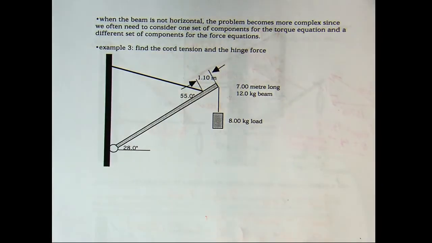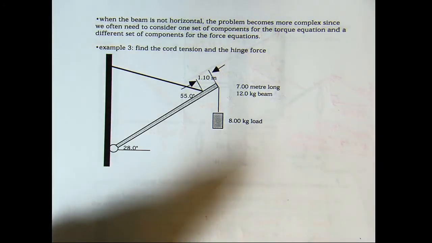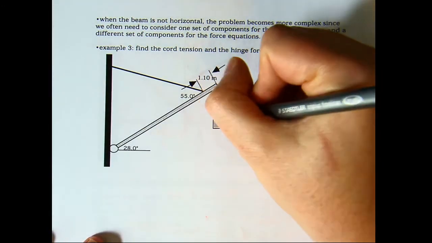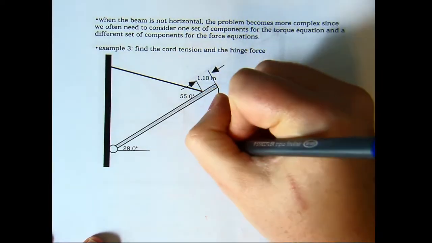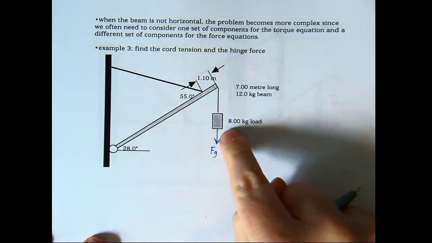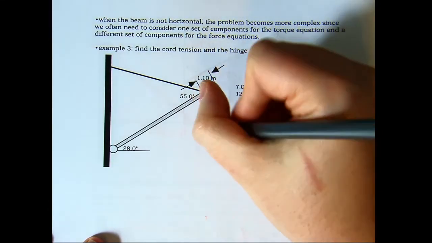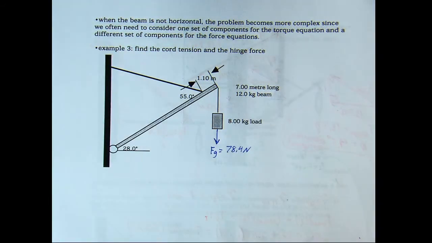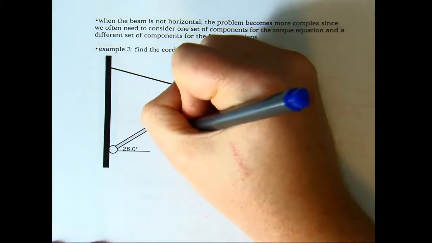So when the beam is not horizontal, the problem becomes a little bit more complex since we need to consider one set of components for the torque equation and a different set of components for the force equations. And I'll show you what that means now. So first thing, let's draw the free body diagram. We have the force from the load acting down here. We're told that this is an 8 kilogram load, so the force of gravity here is going to be 78.4 newtons, 8 times 9.8. There's going to be a downward force here.